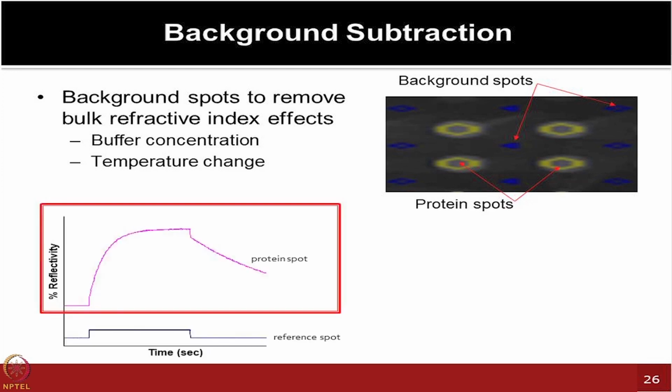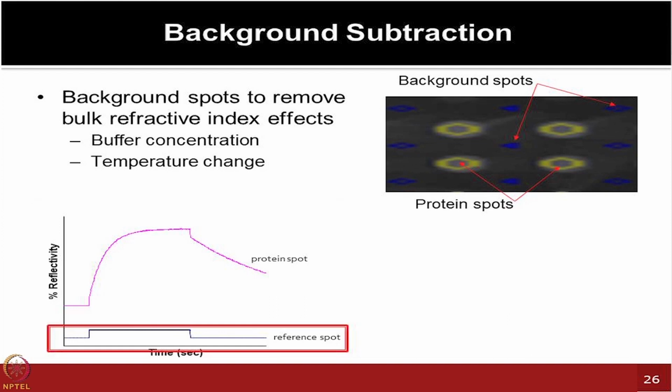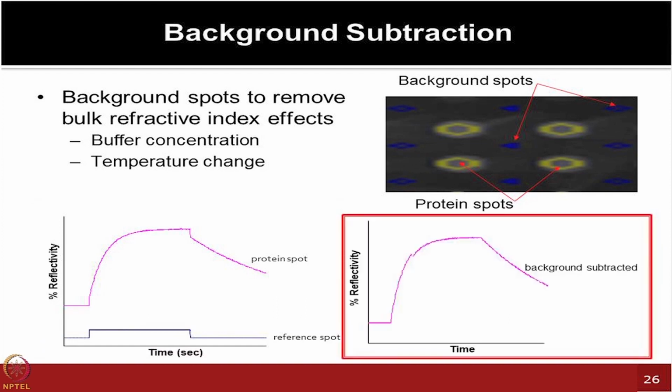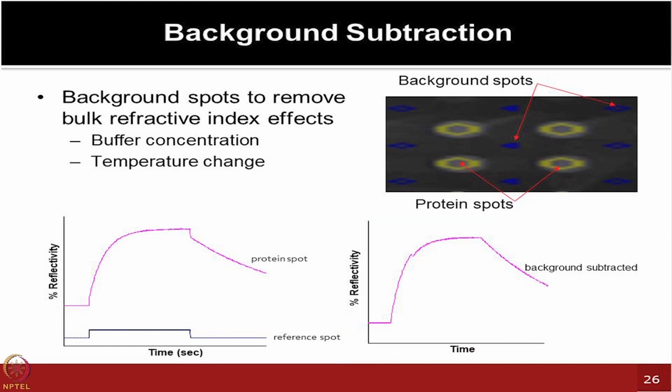For example, this was the actual spot which is showing you the binding, and now this is something coming from your blue spot, because buffer is flowing on the whole chip, so there is some sort of bulk effect you will see. Now if you subtract this, then your shape changed, your sensorgram looks a little different now, right? So these are the kinds of things which can make your curves very different if you are not using normalization, or background subtraction, which is very crucial.